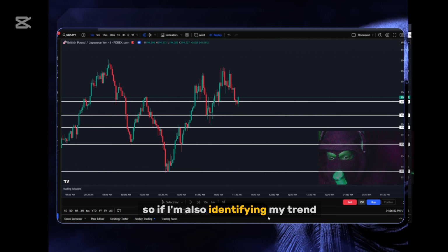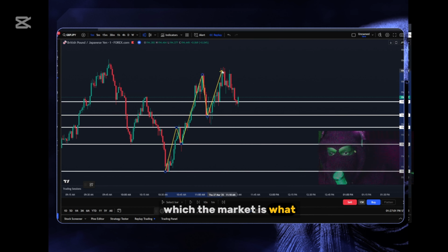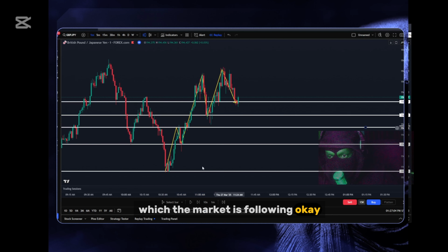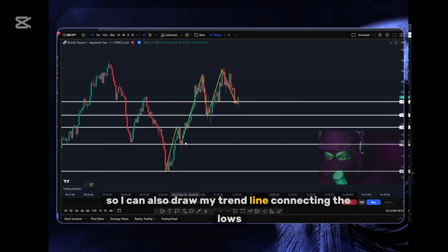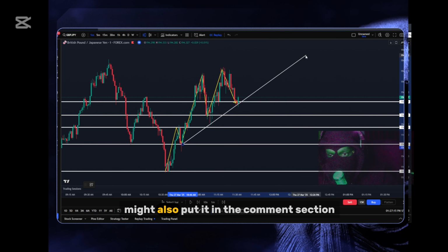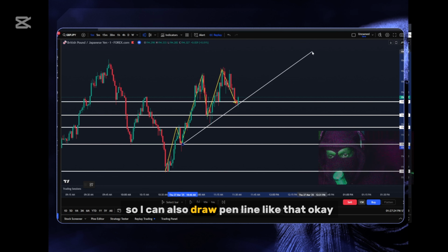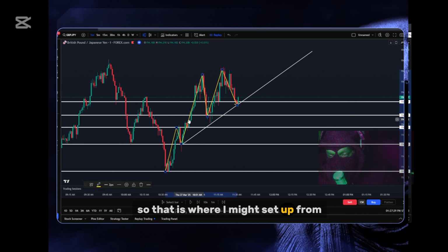So if I'm also identifying my trend, I'll have something like this to show me the path which the market is following. I can also draw my trend line connecting the lows. If you want a video on how to use a trend line, put it in the comment section, I shall also consider doing a video. So I can also draw a trend line like that. That is where my analysis is coming from.